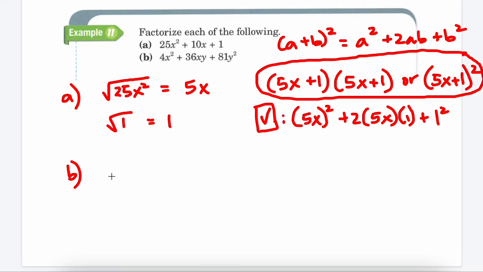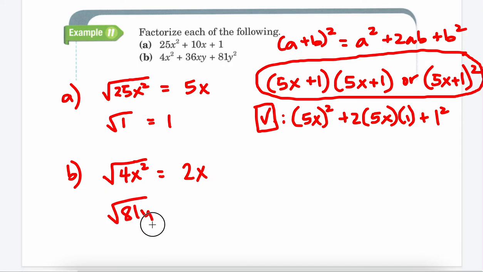Let's go to B. This also looks like your perfect squares with addition, because it looks like I can square root these, and it has all plus signs, all addition. So let's check that. 4x squared, can that be square rooted? Yes, it would be 2x, because 2x times 2x would get me to 4x squared. Let's look at 81y squared. Can that be square rooted? What's the square root of 81? Well, 9 times 9 gets us to 81, and y squared square rooted would be 9y.